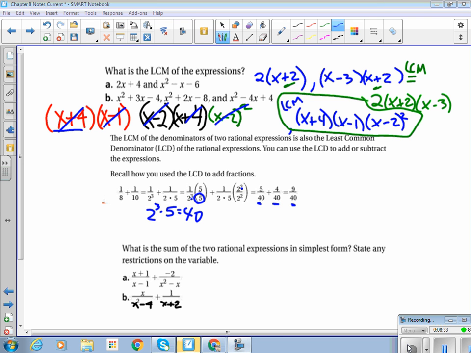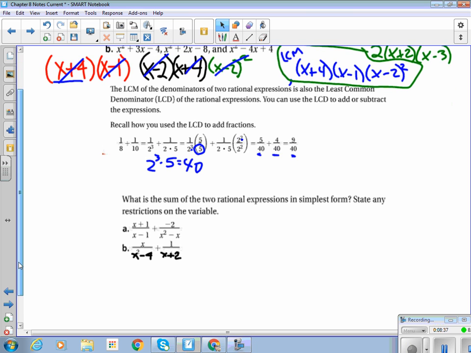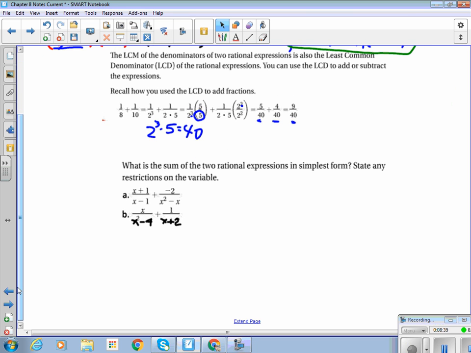We're going to go ahead and do that with problems that are rational expressions. So what is the sum of the two rational expressions in simplest form? State any restrictions on the variable. So the first thing we've got to do is factor. And you look at this one here. X minus 1 is already factored down. So let's go least common denominator.